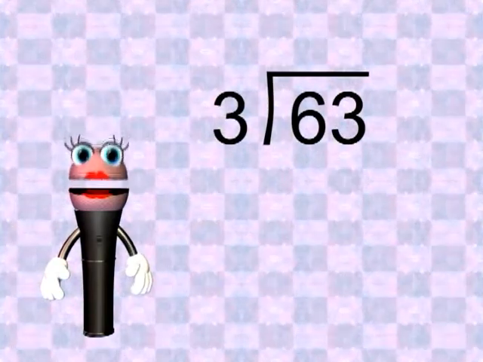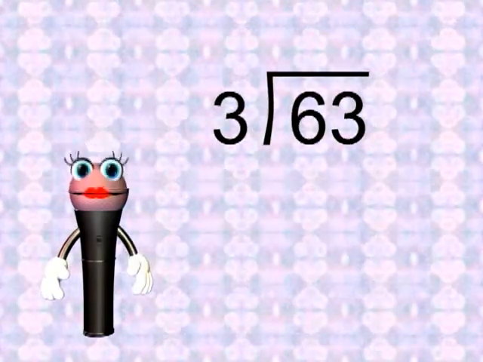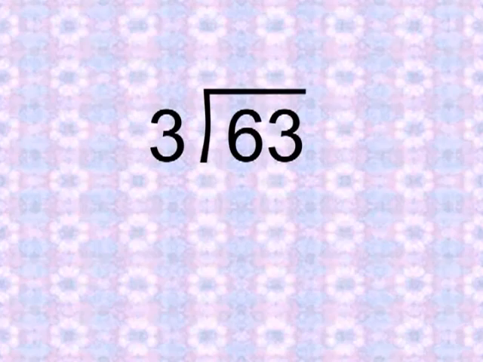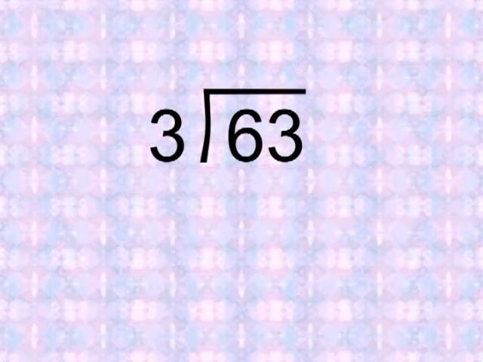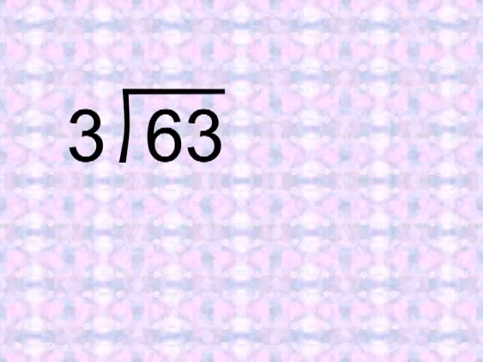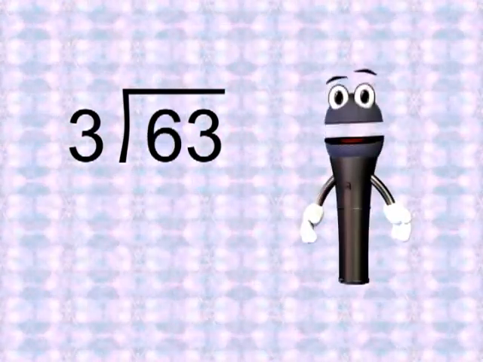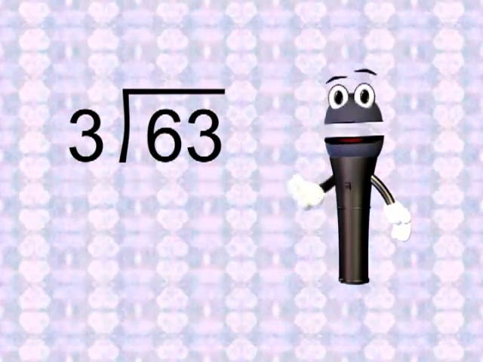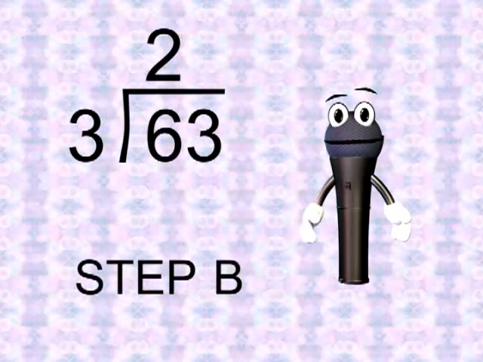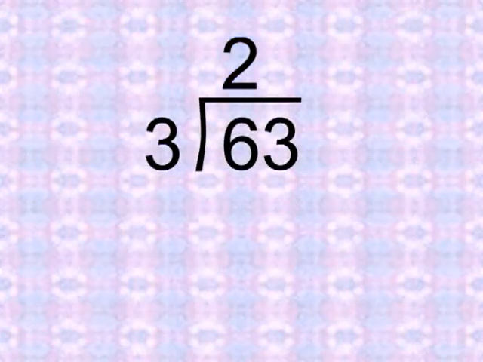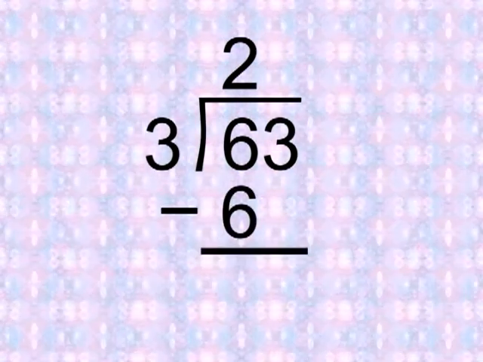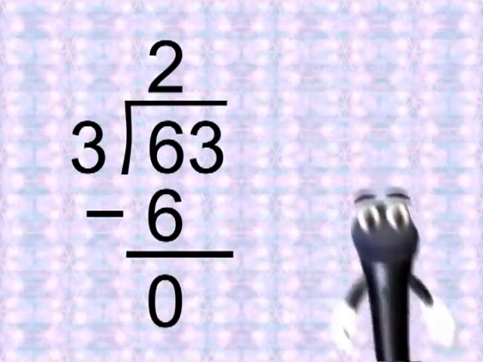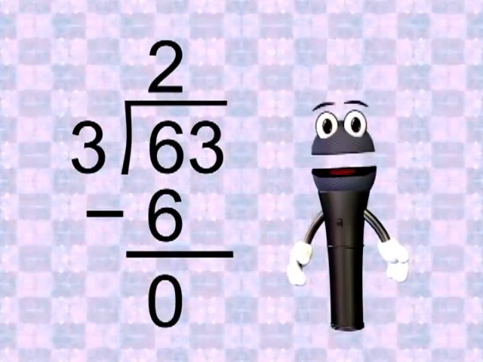Suppose you wanted to divide 63 by 3. What you are doing first is dividing 60 by 3 because a 6 is in the tens place. 63 is 6 tens and 3 ones. Step A. 6 divided by 3 is 2, so we put a 2 above the 6 where the quotient belongs, at the top of the problem. Step B. 3 times 2 is 6. Write a 6 under the 6 and subtract. 6 minus 6 is 0. Step C. We bring down the 3 as shown.